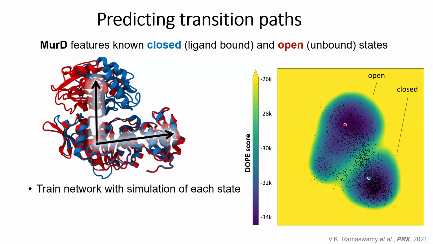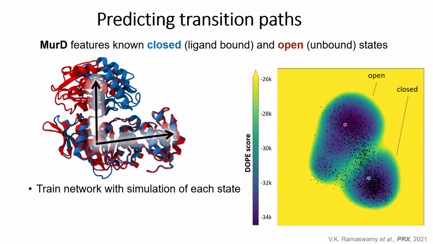Now, every black point is a snapshot from either the open or the closed conformation. And we can see that the points are distributed in sort of 2 lobes, where the blue points and the red points here represent the crystal structures represented on the left-hand side of the slide.